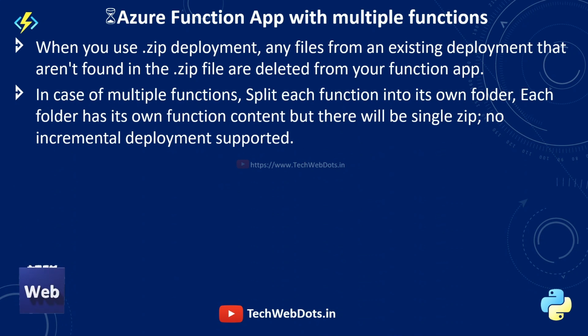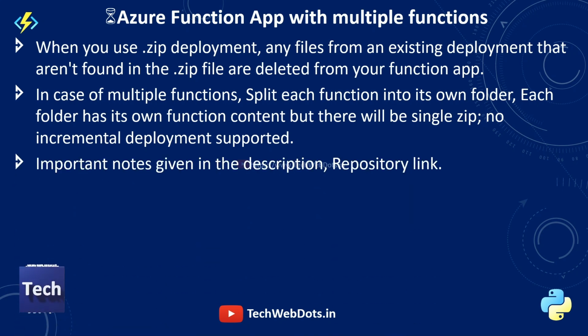The most recent one is the only file that will exist in the function app deployment. Second, in case of multiple functions, split each function into its own folder. As of now, we have one direct folder that contains all our 4 required files, correct? But if you want to have multiple functions, you should create 2 different folders containing the required files. If you want me to cover this in a video session, just leave it in the comment box. I will create a video on multiple function deployment in a single function app as well, because there is no incremental deployment supported with the function app.